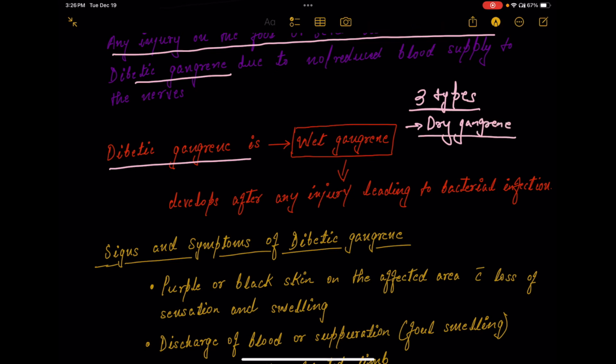Dry gangrene develops if the blood supply to a particular part of our body gets blocked. Then it leads to dry gangrene. And the third one is gas gangrene. Gas gangrene develops inside the body due to any bacterial infection, and the bacteria release gas, leading to gas gangrene.